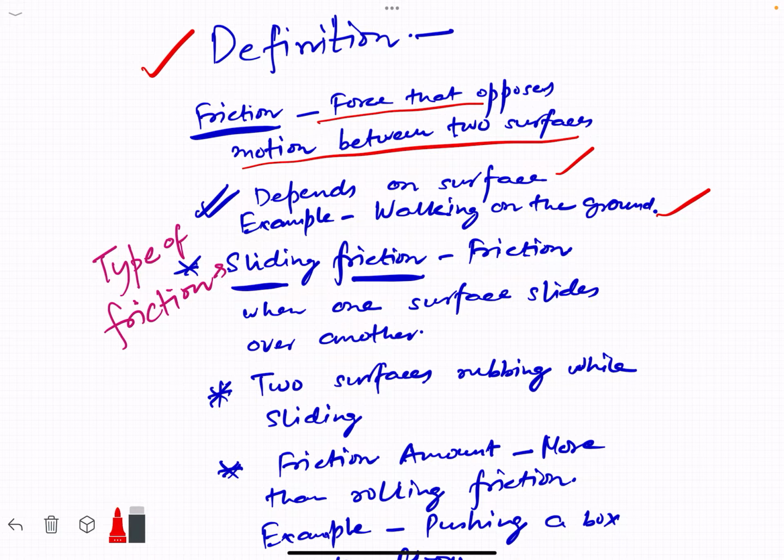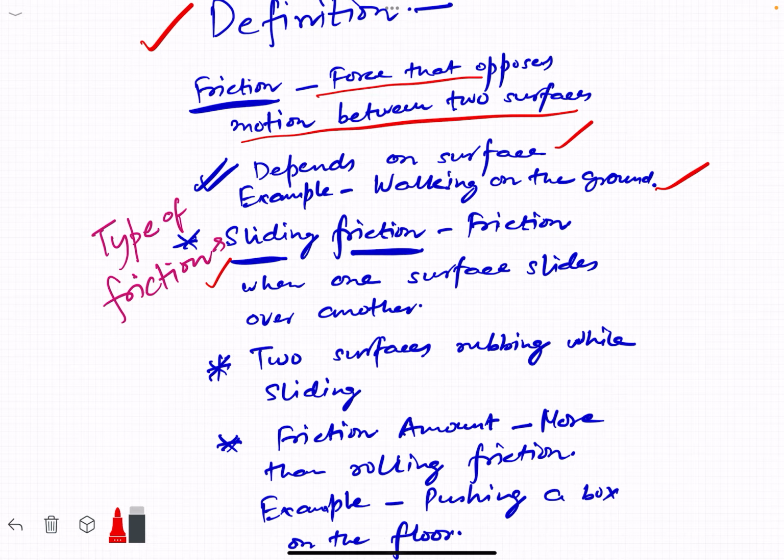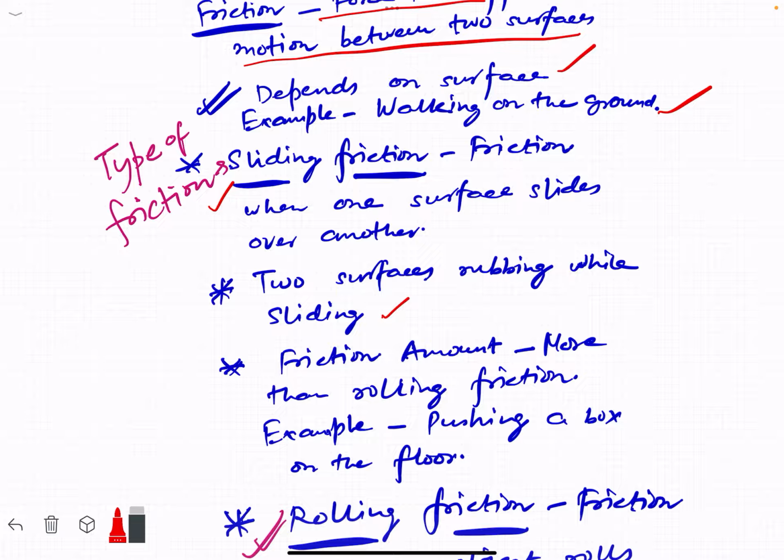Types of friction. We will see how many types of friction there are. There are 3 types. Sliding friction. First, friction when one surface slides over another. This is called sliding friction. Sliding friction acts between these two surfaces rubbing while sliding.